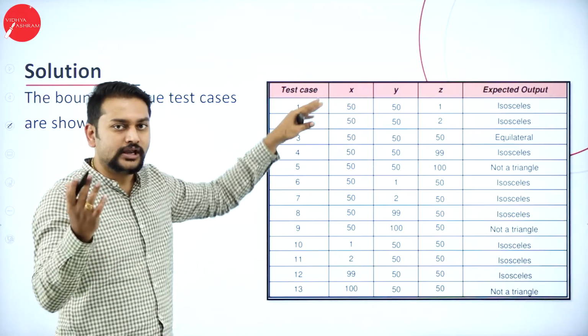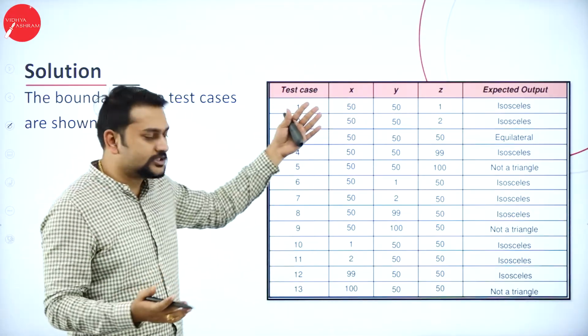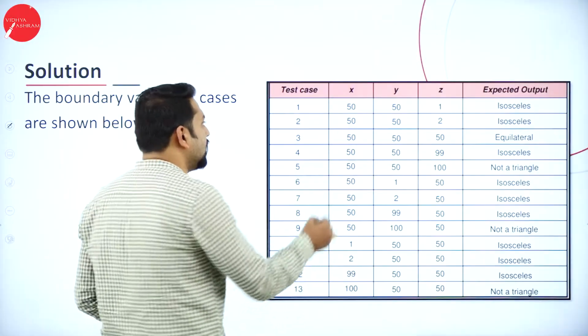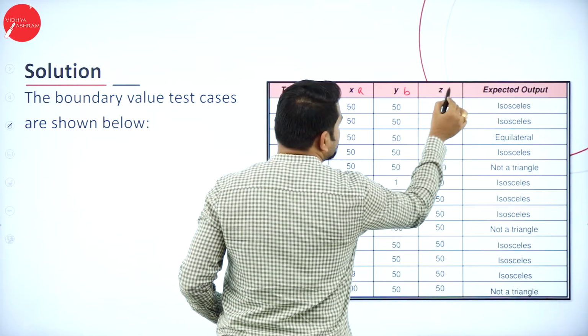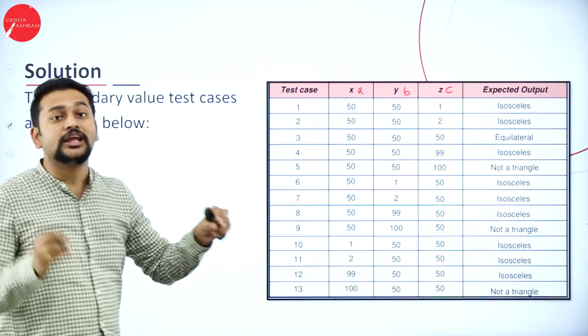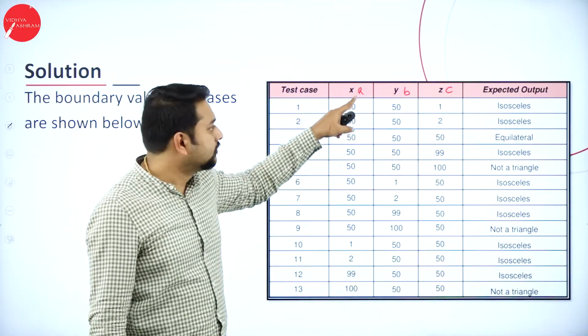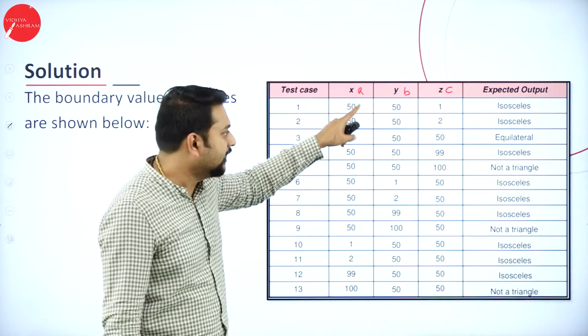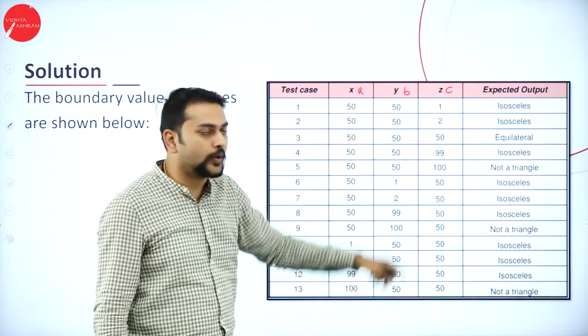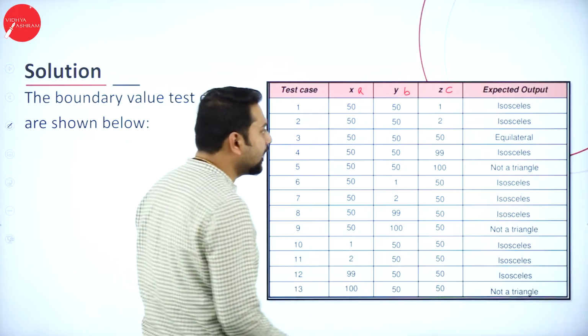Okay. Instead of taking it as A, B, C, here in the test case, I have taken it as X, Y, Z. If you want, I will take it as A, B, C. All right. So these are the input variables that I have taken. I have taken the values A is 50, B is 50 and C is 1. So what will be the output that I can expect?